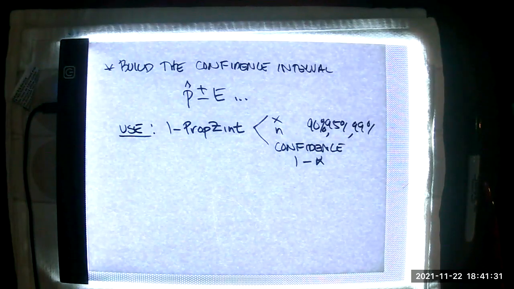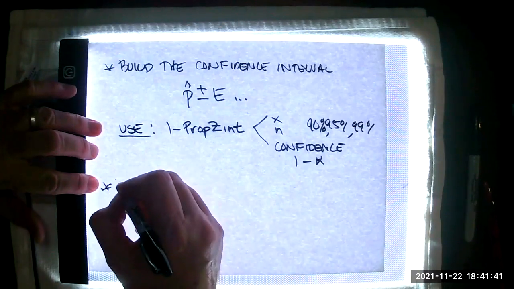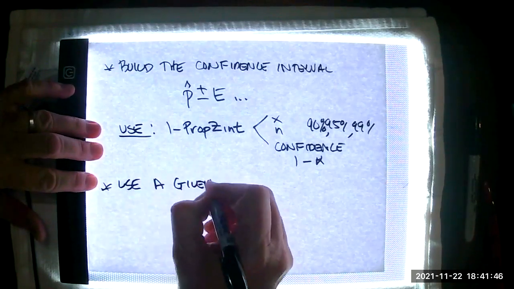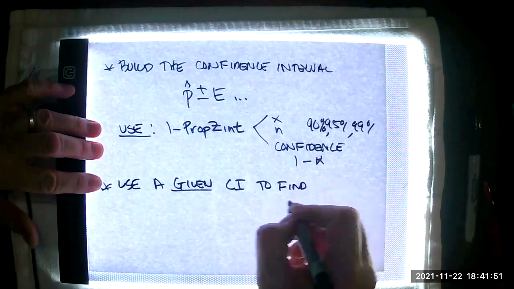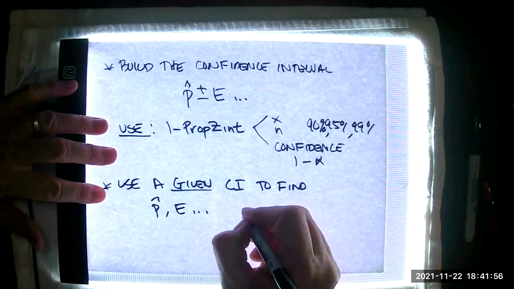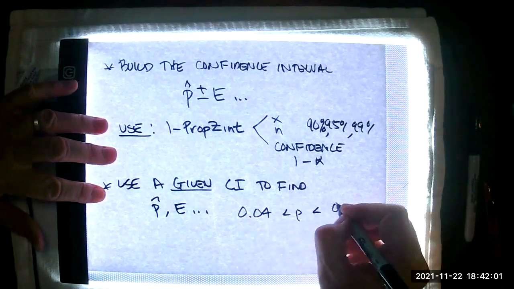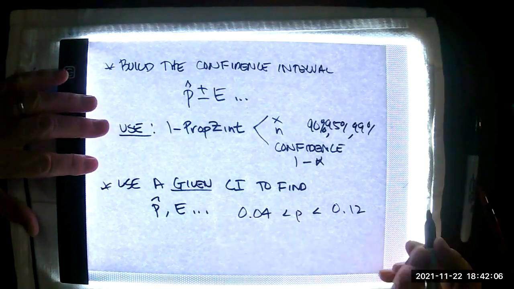Should be fairly straightforward. So the first things I can ask students to do is to work with the particular formula to find the margin of error, but I can also have students use a given confidence interval to find p hat and E. For example, you might have a confidence interval of 0.04 less than p less than 0.12, and I can ask people to go ahead then and find that point estimate.